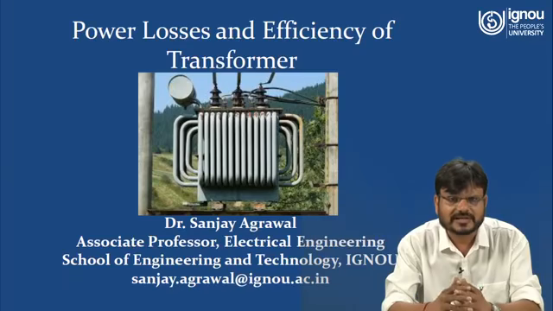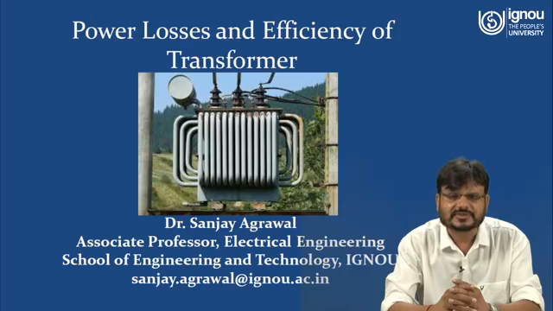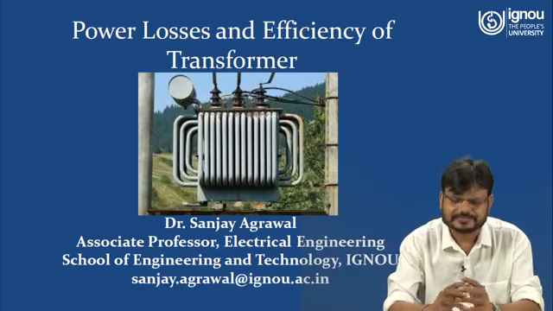But at the same time there are also some losses in the transformer, and these are called power losses. What are those power losses? They may be categorized as iron losses and copper losses. Then we have to discuss the efficiency of the transformer. What is the meaning of efficiency? Efficiency is simply the ratio of output to input. So in this session we will discuss in detail the power losses and efficiency of the transformer.